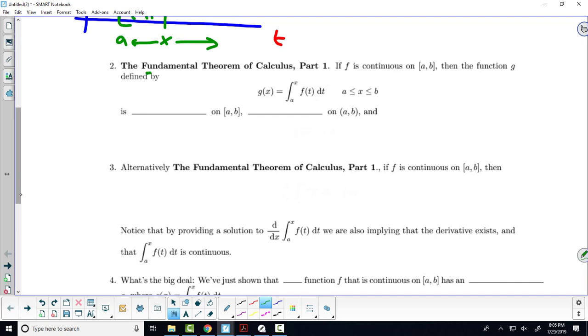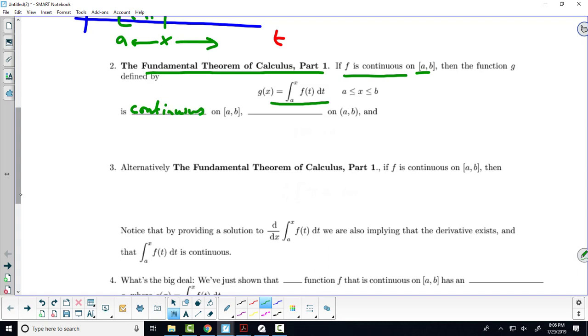Okay, the fundamental theorem of calculus, part 1. We're so excited. This is it. Everyone's tuning in to view this. If f is continuous on a closed bounded interval a, b, then this function, the area function that I defined before, is also continuous.